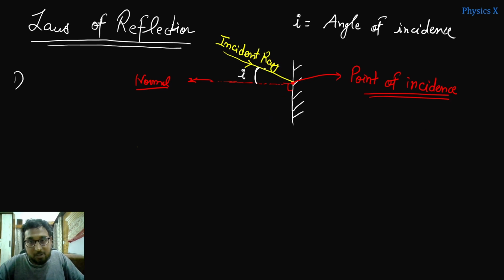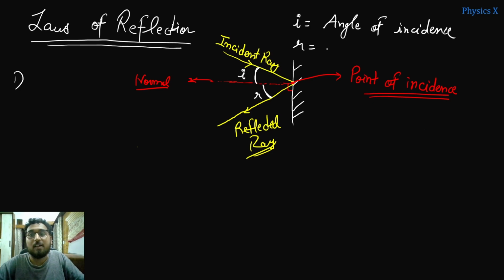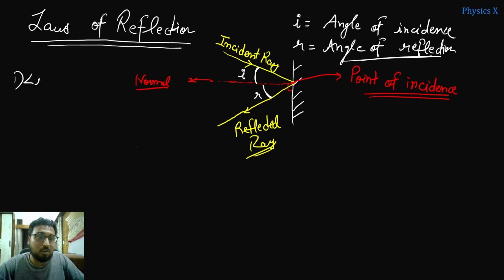Now this reflected ray will be such that the angle which it makes with this normal, which we call R, is the angle of reflection. So what the first law says is that this angle of incidence is equal to the angle of reflection.